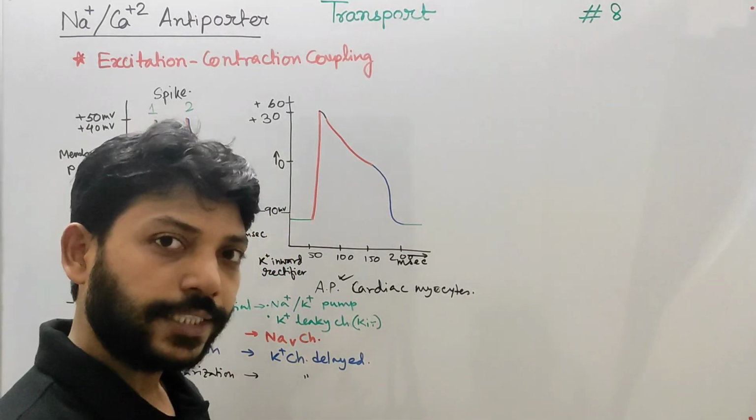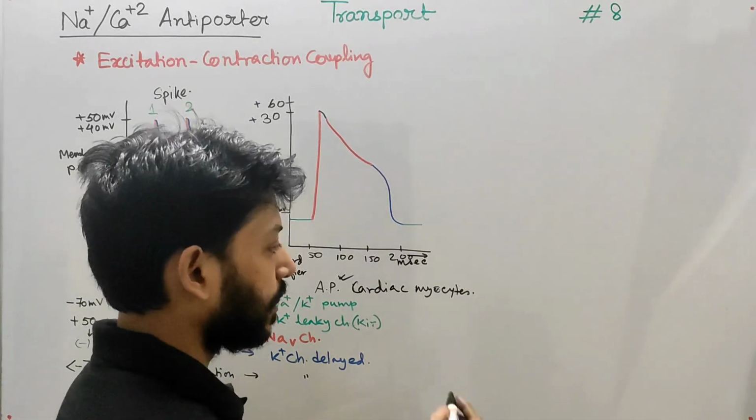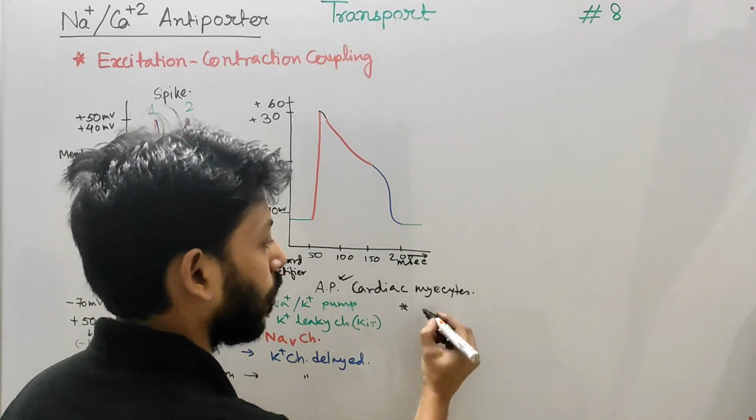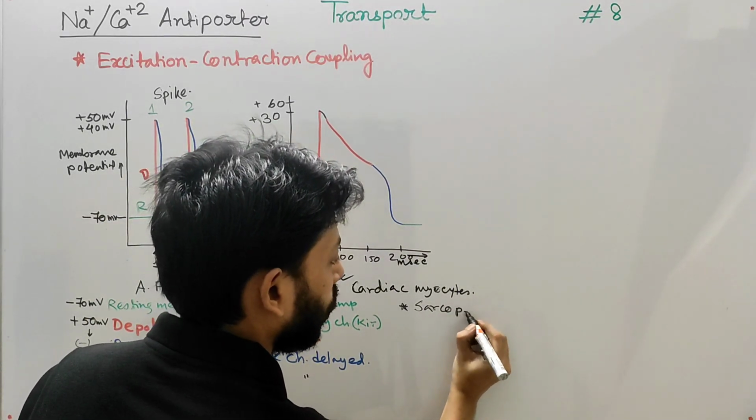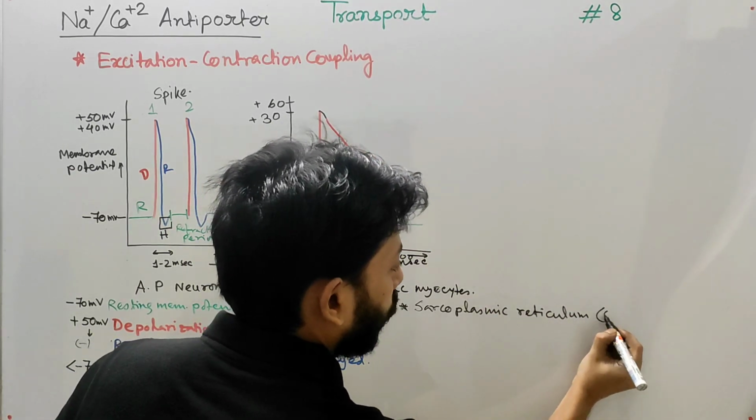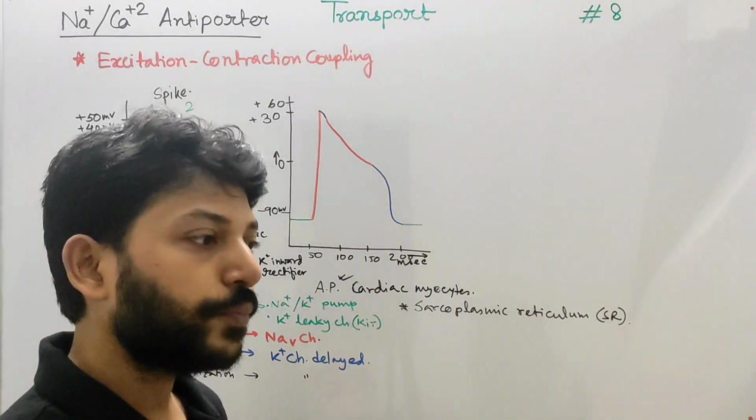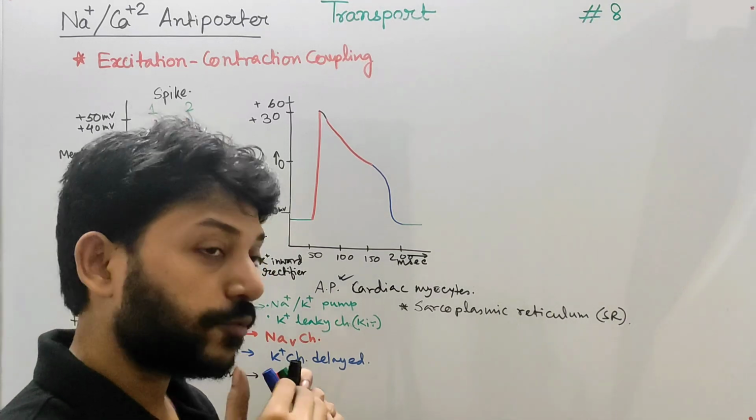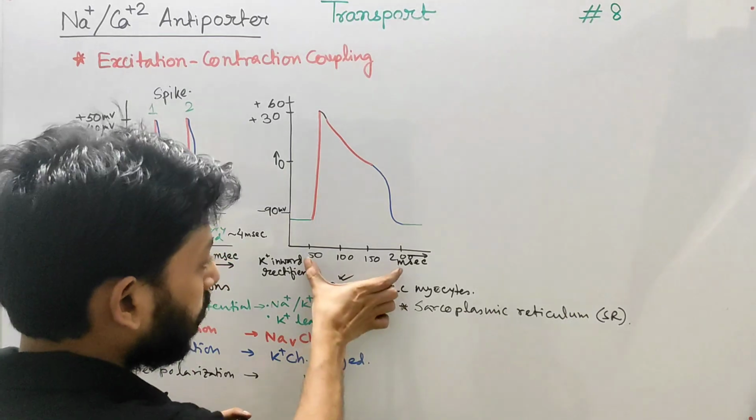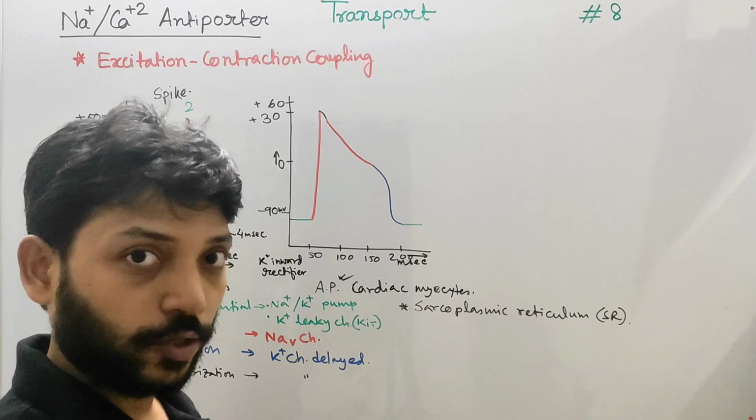Now intracellular calcium means in the cardiac myocytes or in any muscle cells, there is a special organelle that is very similar to the endoplasmic reticulum of other cells called sarcoplasmic reticulum, in short we call SR. So from this sarcoplasmic reticulum in muscles like cardiac muscles also, the calcium is stored, and from this intracellular store or organelle, the calcium is released, and it requires this long time period to release the calcium and cause the contractions.